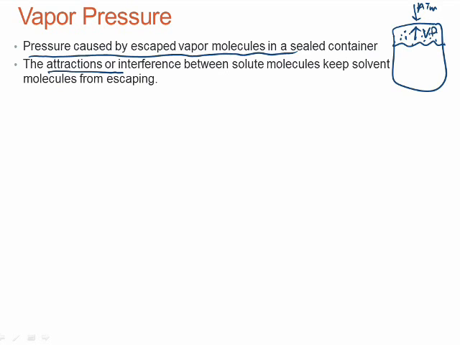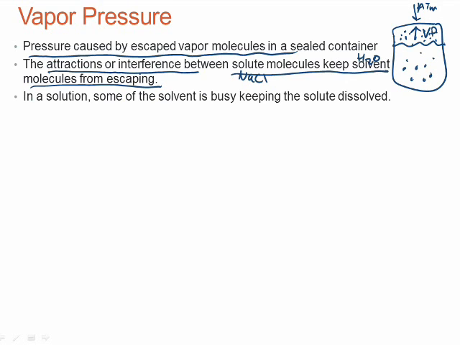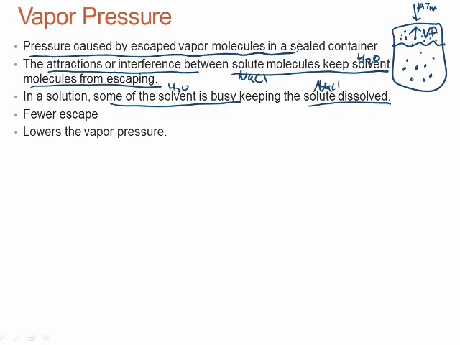But there's attraction or interference between the solute molecules that will keep the solvent molecules from escaping. So for example, the solute would be like sodium chloride and the solvent might be water. In that solution, some of the solvent is busy keeping the solute dissolved. So the water is busy keeping the salt, sodium chloride, dissolved. Thereby, fewer escape, fewer leave, which means, since there are fewer molecules, we have less vapor pressure.